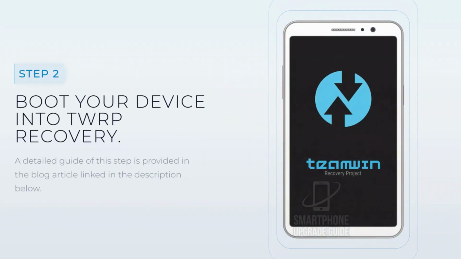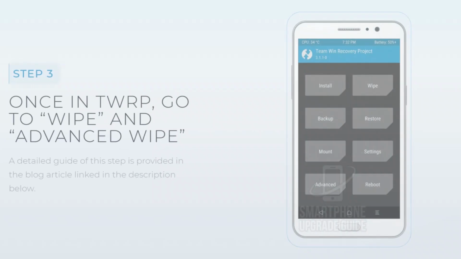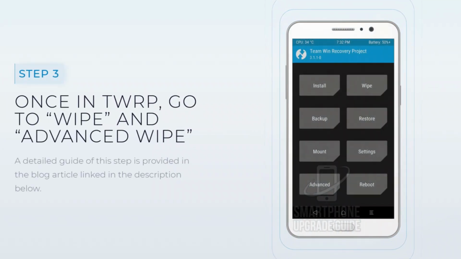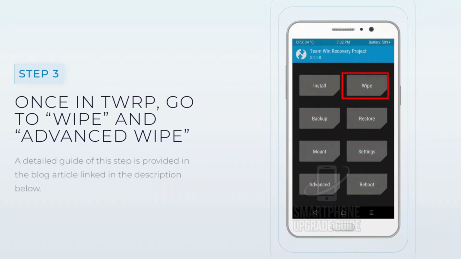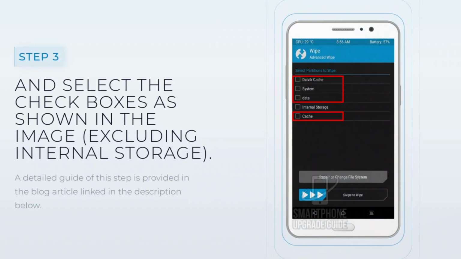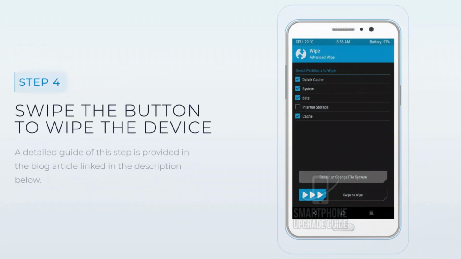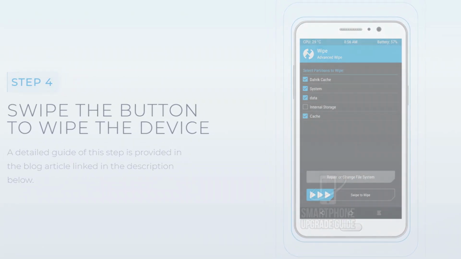Step 2. Boot your device into TWRP recovery. Step 3. Once you're in TWRP main menu, go to Wipe, Advanced Wipe, and select the checkboxes as shown in the image, excluding internal storage. Step 4. Swipe the button to wipe the device.